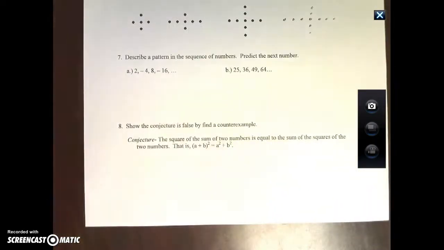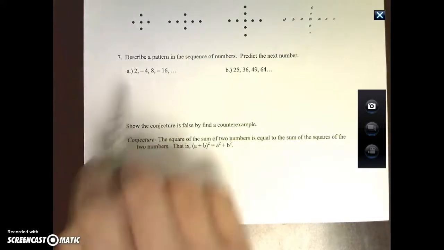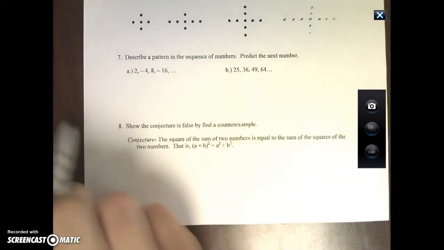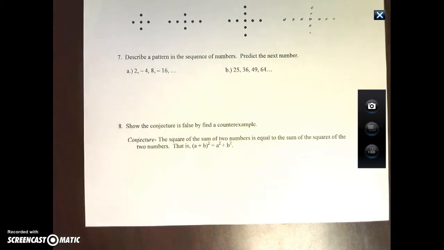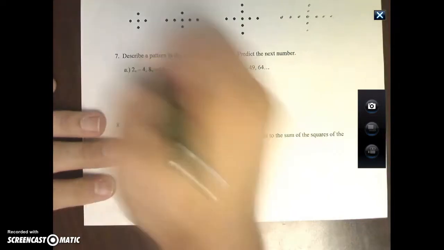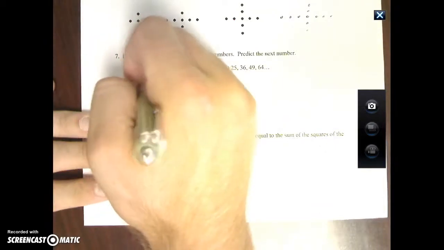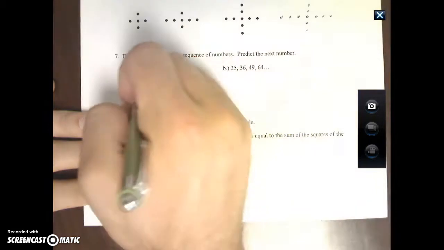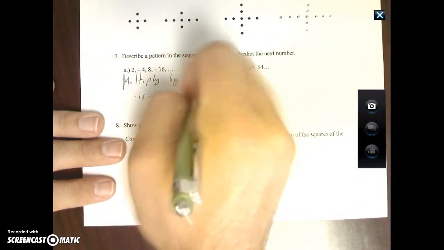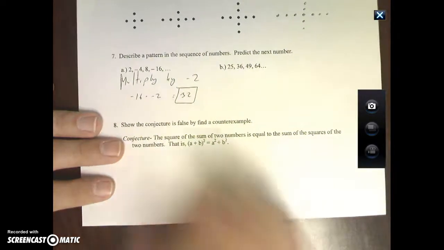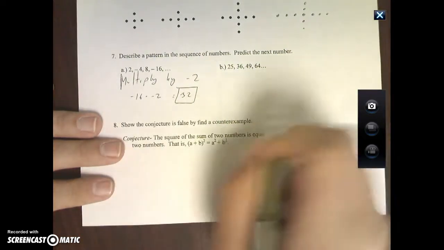Number 7, describe a pattern in the sequence of numbers, and predict the next number. 2, -4, 8, -16. So I'm doubling it, like it's increasing. But notice that the sign changed from positive to negative, positive, negative. That just means we're multiplying by a negative value. So, multiply by -2. So when I do -16 times -2, I'm going to get positive 32. Alright, there's my description, there's my next number.